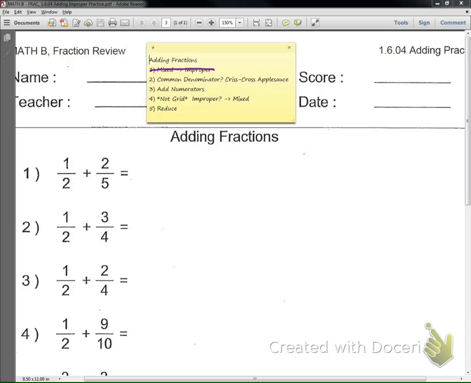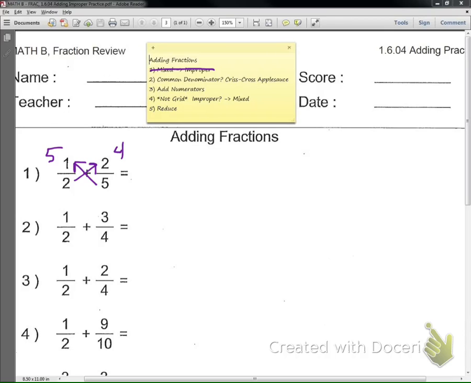For crisscross, I'm just going to draw an arrow pointing from one denominator to the opposite numerator, and then also from the other denominator to its opposite numerator. What I'm going to be doing is multiplying those numbers together, and my arrows point to the numerators showing me where I need to write the answer. So for example, 2 times 2 is 4, and 5 times 1 is 5. I'm going to write it up there at the top.